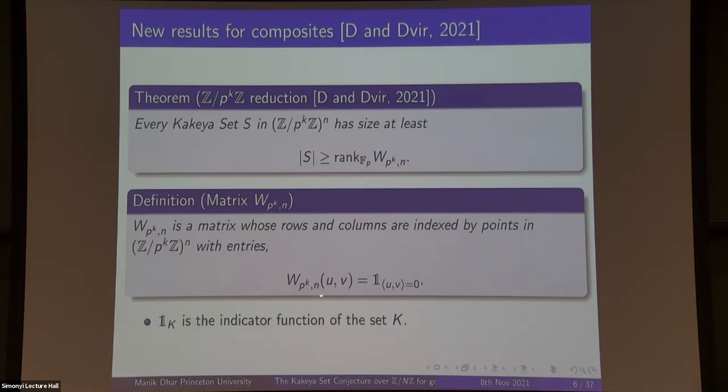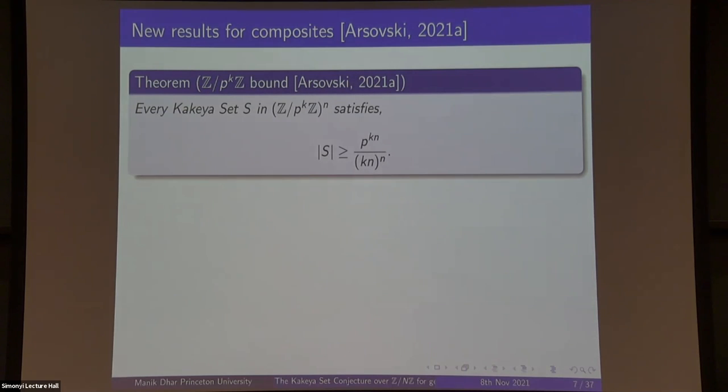Another way to think about this is that the U-th row of this matrix is precisely the indicator vector of a hyperplane in this space with normal U. Similarly, you can observe that the V-th column of this matrix is again the indicator vector of a hyperplane with normal V. Now, we were not able to figure out the FP rank of this 0-1 matrix, but about 8-9 months after this paper, Arsovski was able to do that.